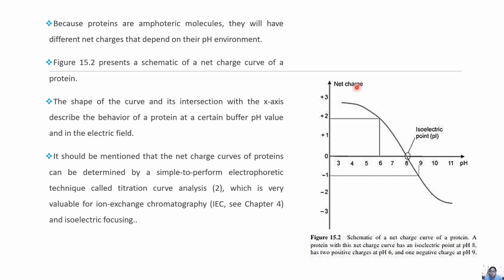If you can see the curve, this is a schematic of a net charge curve of a protein. A protein with this net charge curve has an isoelectric point at pH 8, two positive charges at pH 6, and one negative charge at pH 9.